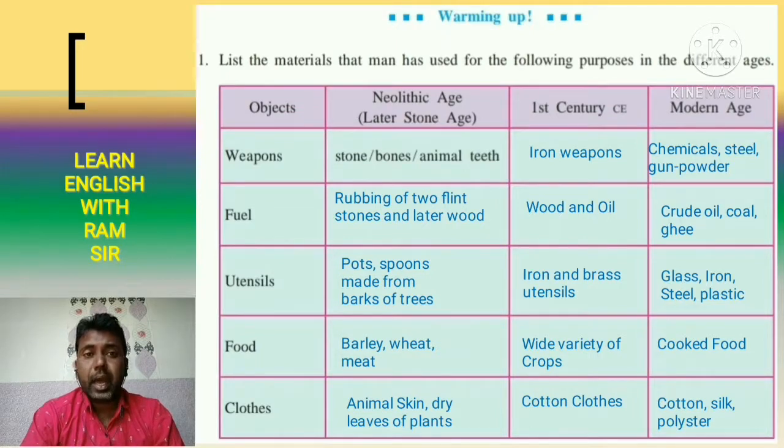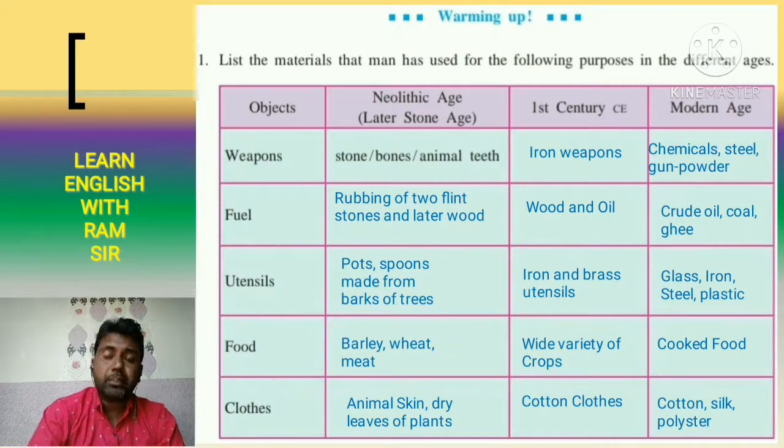And in the last point here, we need to think about the clothes. So of course there is a lot of revolution in the clothes as well, right? Because in the previous era, or you can say the Neolithic age, or in the Stone Age, people used animal skin as clothes. They used dry leaves of the plants, and they used minimal clothes. It means they didn't know about exact clothes.